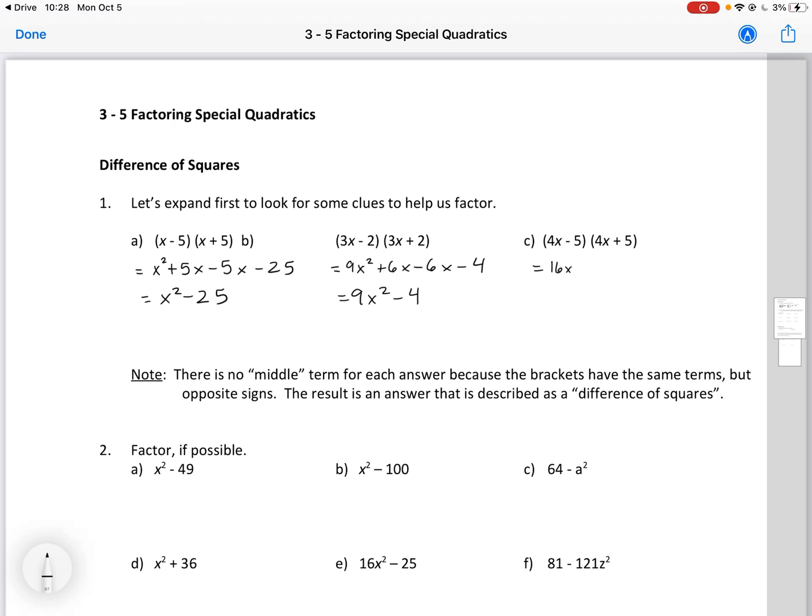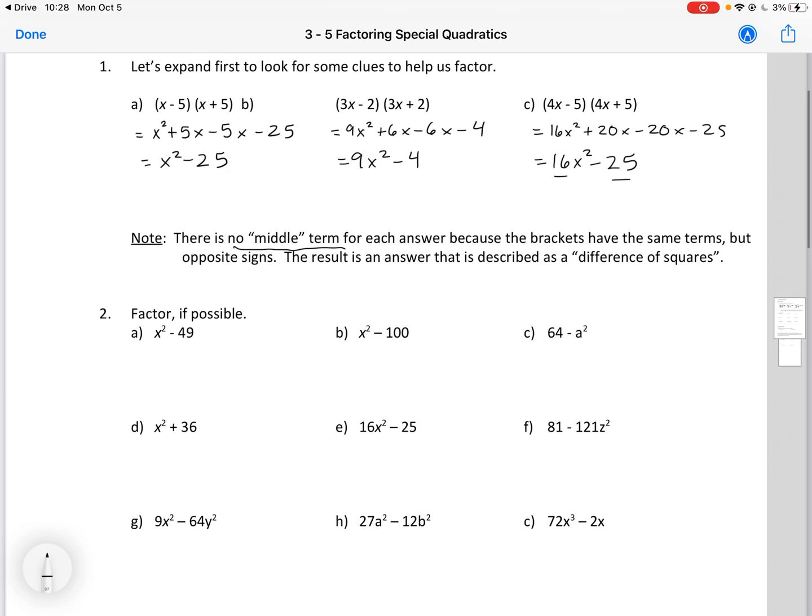Finally, let's look at this one here. So here we've got 16x squared plus 20x minus 20x and then minus 25. This again is going to simplify to 16x squared minus 25. Binomial, where both terms are perfect squares. There's no middle term for each answer because the brackets have the same term but opposite signs. So the result is an answer that's described as a difference of squares.